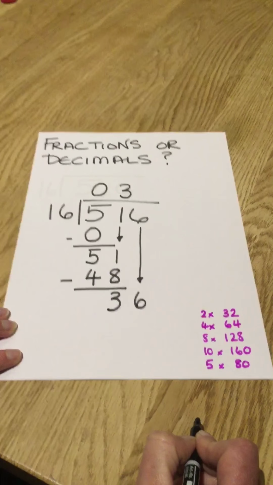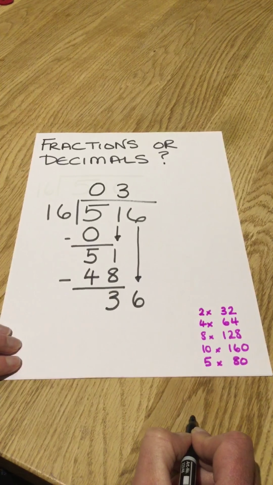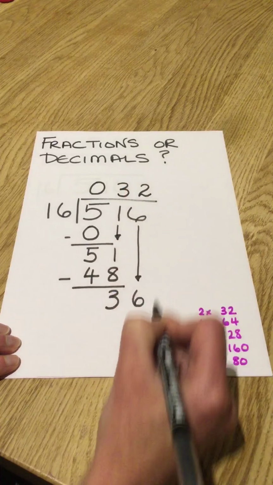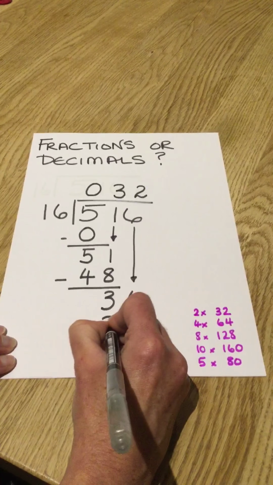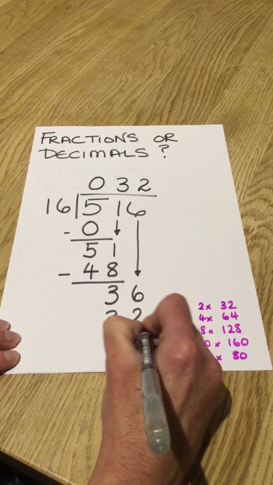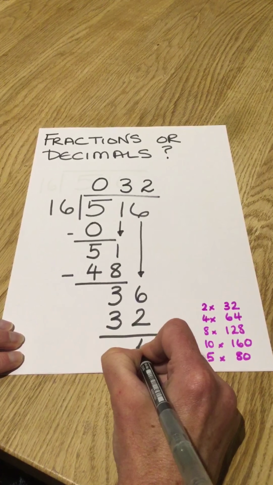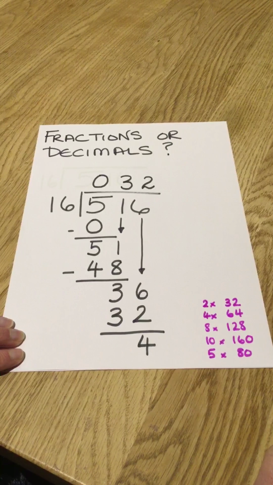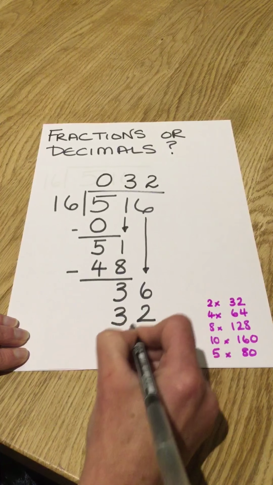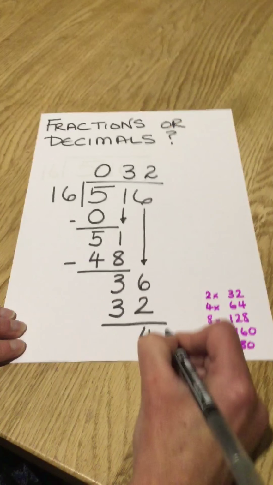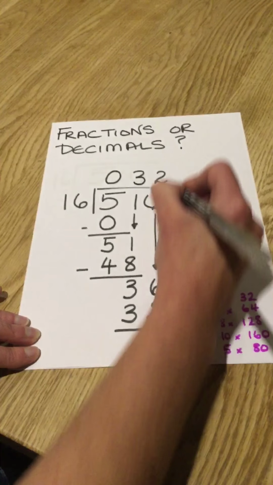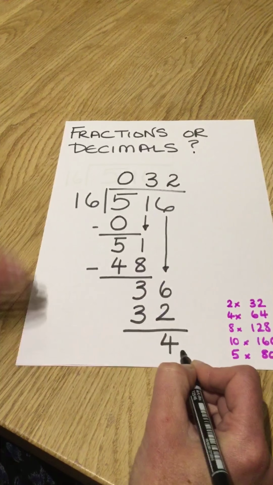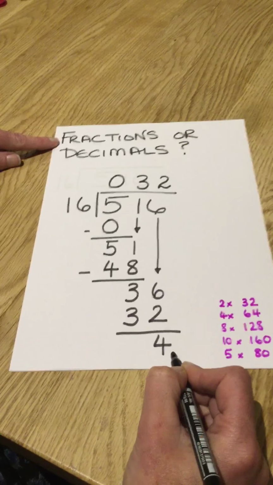I can give everyone 2 ones. I have enough. 2 ones is 32. So I've given away 32, leaving me with 4 left over. If I had 4 as a remainder, I would just write remainder 4. But remember, we're going to look at how to write this as a fraction.